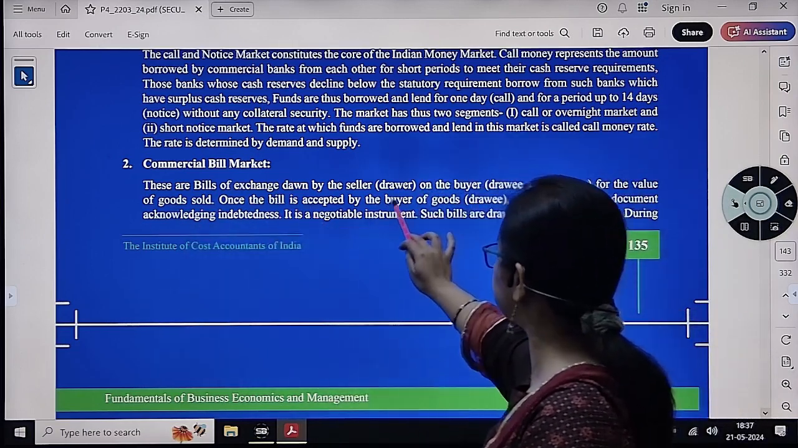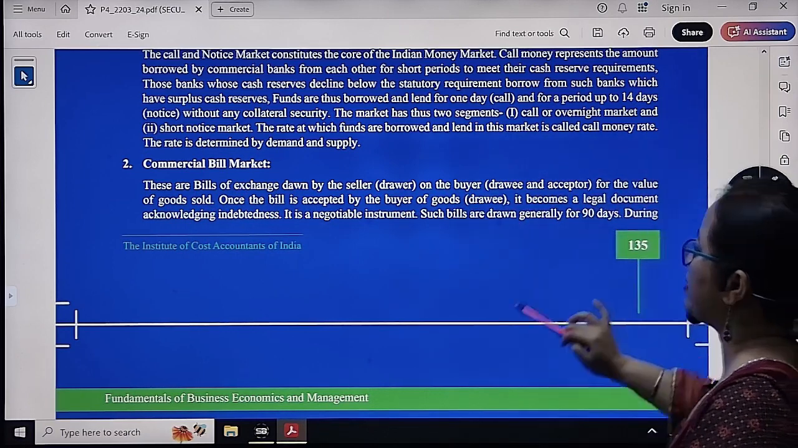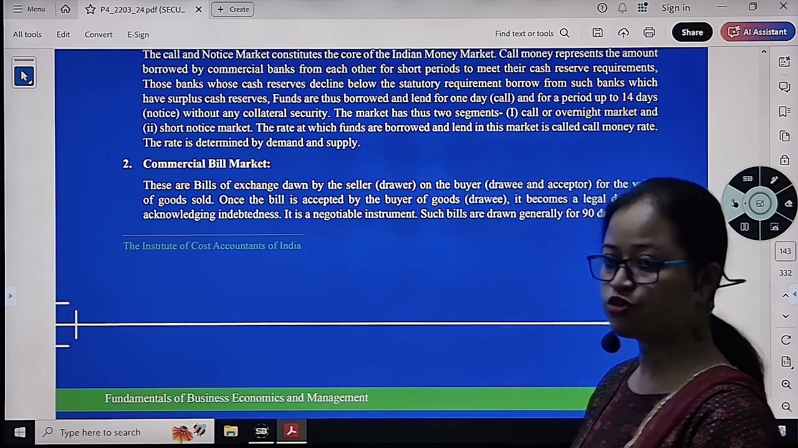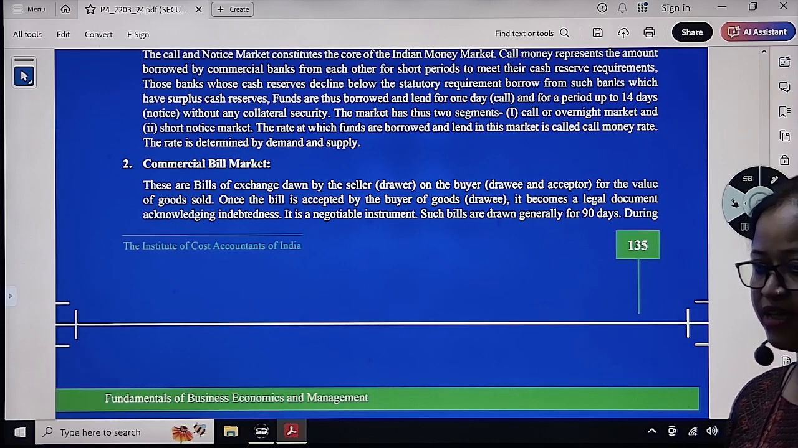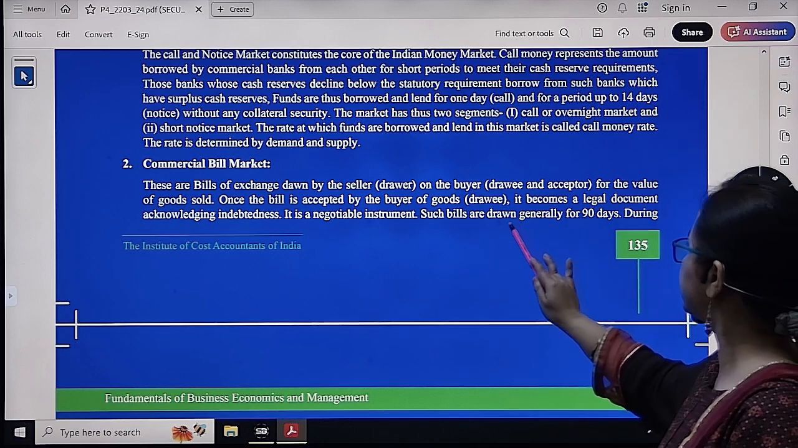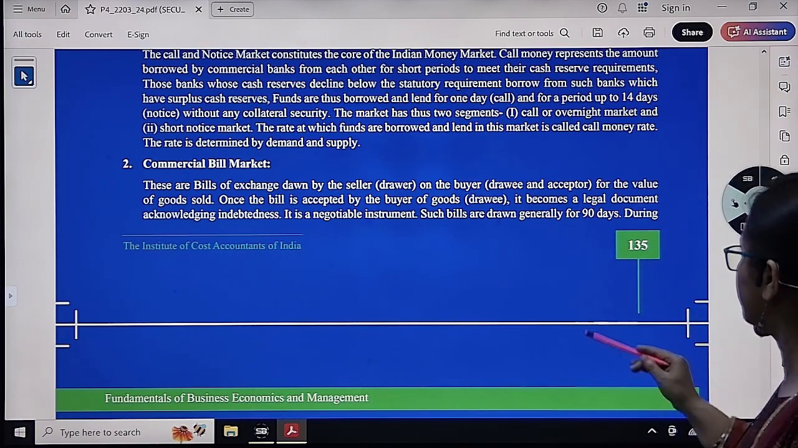Once the bill is accepted by the buyer of goods, that is drawee, it becomes a legal document acknowledging indebtedness. It is a negotiable instrument. So bill of exchange, commercial bill or bill of exchange, it is one and the same thing, right? So it is a negotiable instrument and such bills are drawn generally for 90 days, fine. So this is one.